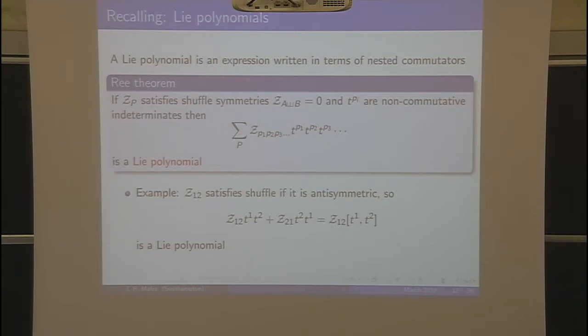then this result here is a Lie polynomial. And just to exemplify, the very simplest case is when you have a word of length 2. If it satisfies shuffle, then it means that this Z12 is antisymmetric. And when you do the sum, you get this nested commutator there. So the theorem is correct. And you can do that for higher multiplicities, and that's what a Lie polynomial is.